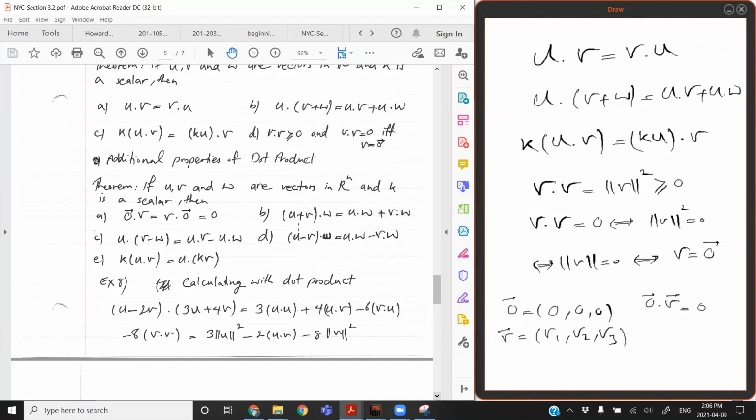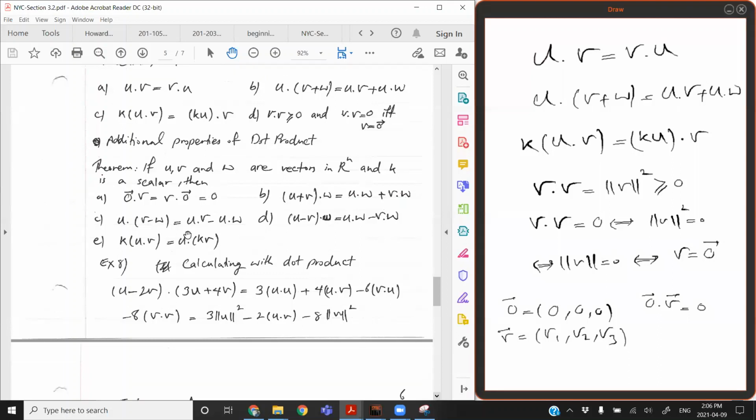Part B is just like part B here, except w is on the other side. So again, you can also distribute from the right. This is going to be u times w plus v times w. This is again the distributive property, but with minus. U times (v minus w) is uv minus uw. From the right, same story. (U minus v) times w is going to be u times w minus v times w.